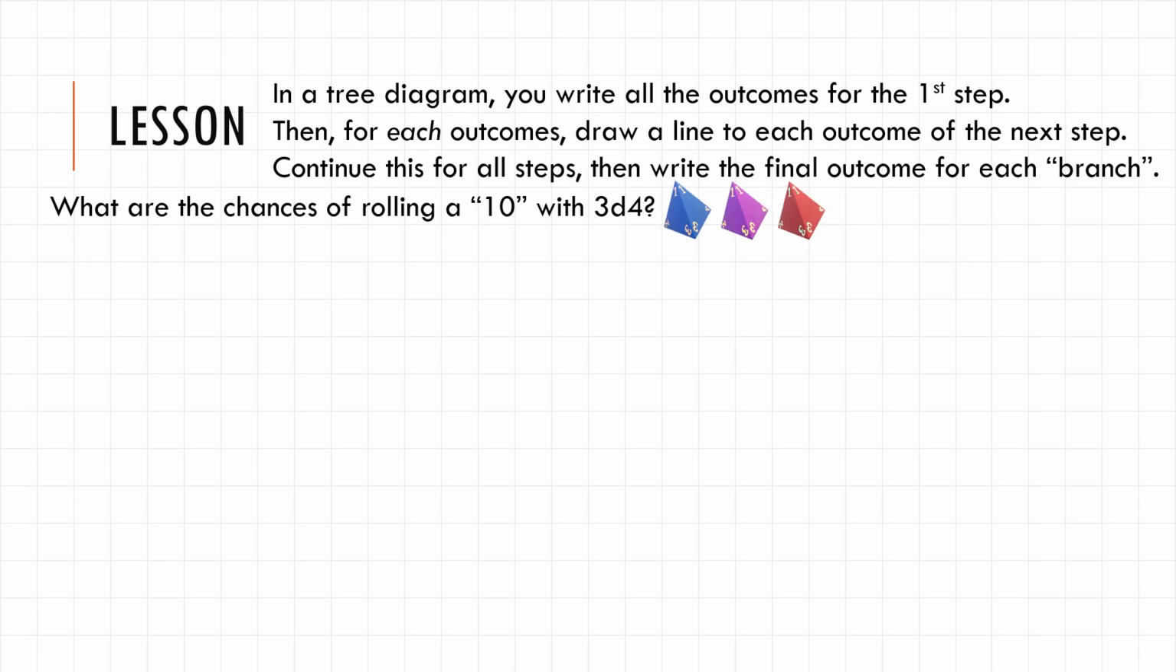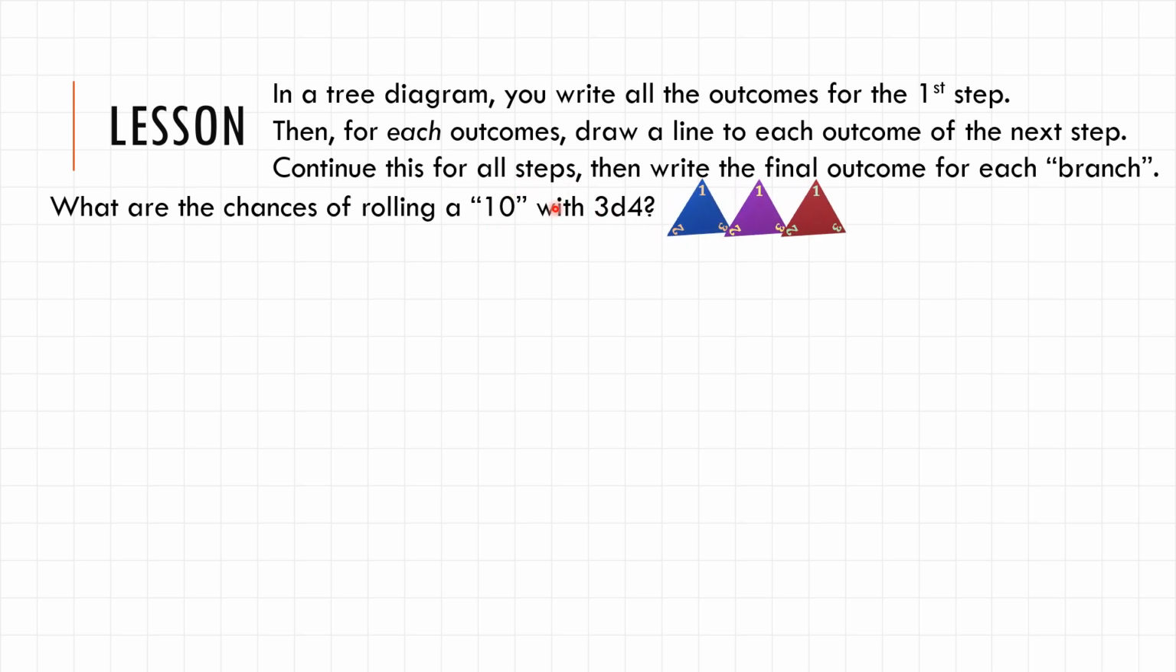What are the chances of rolling a 10 with 3d4? What does 3d4 mean? It means 3 dice that each have 4 sides. So with each of these special dice, notice that you could roll a 1, a 2, a 3, or a 4, depending on which side of the tetrahedron, this triangle-like shape, depending on which point is pointed up, that's the number that you've rolled. What are the chances that you roll a 10 if you roll 3 4-sided dice?